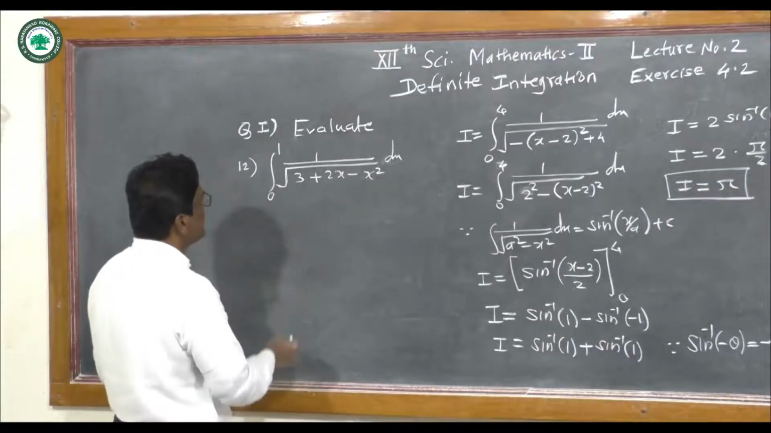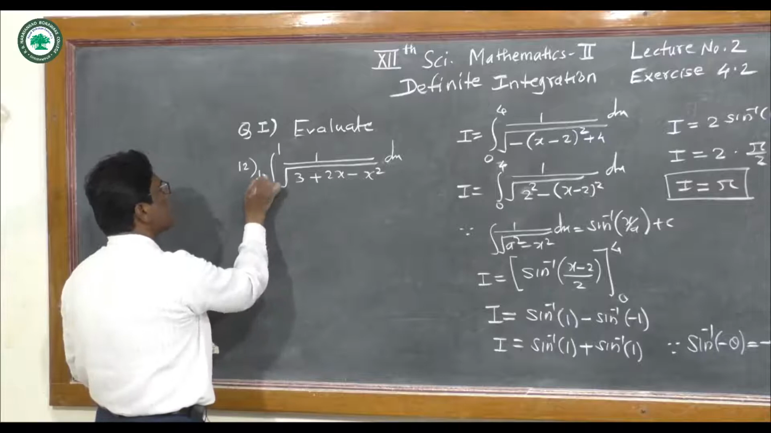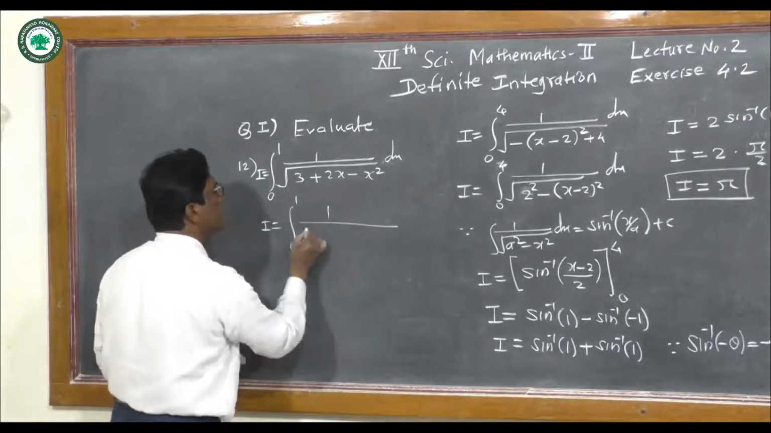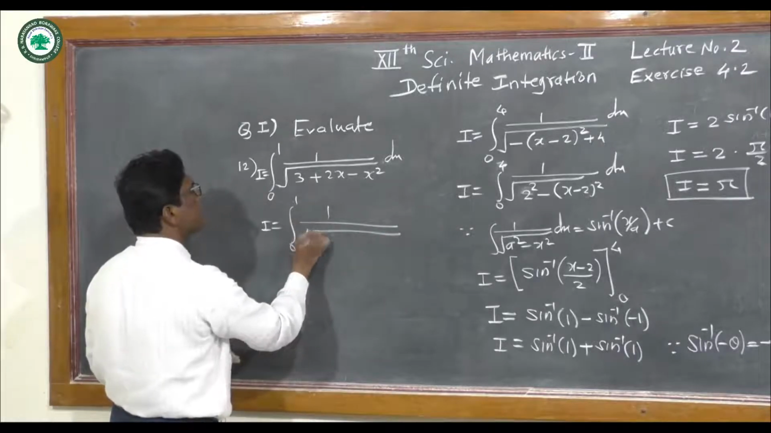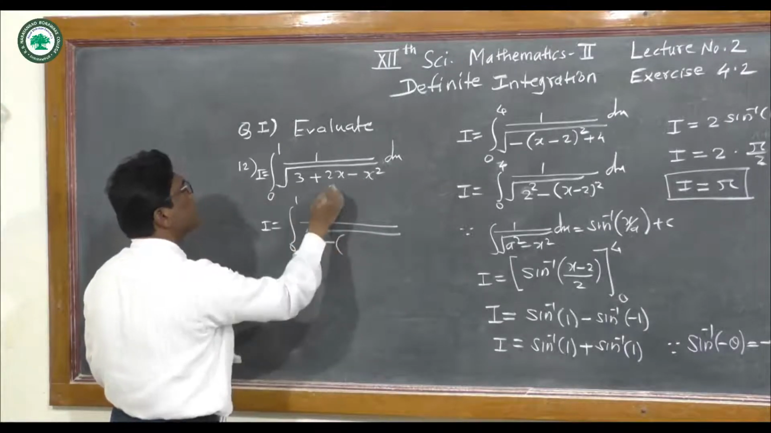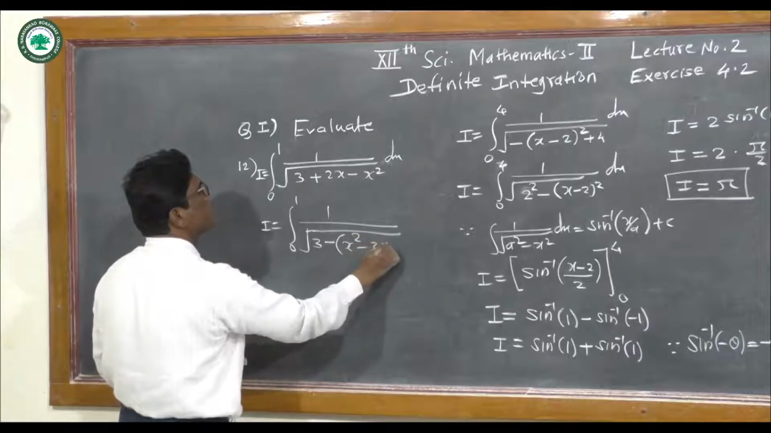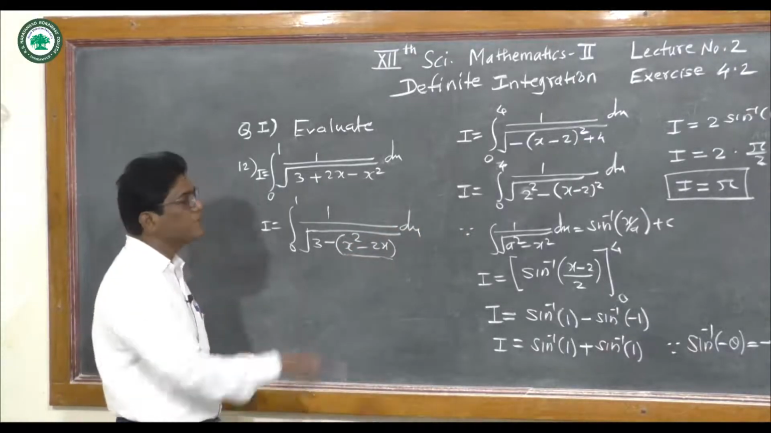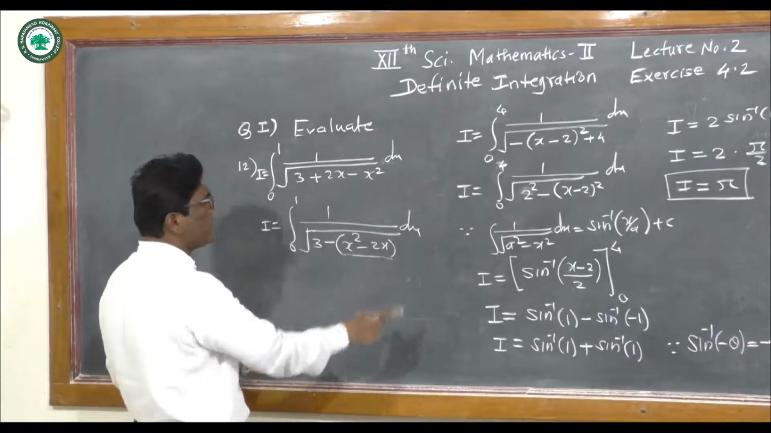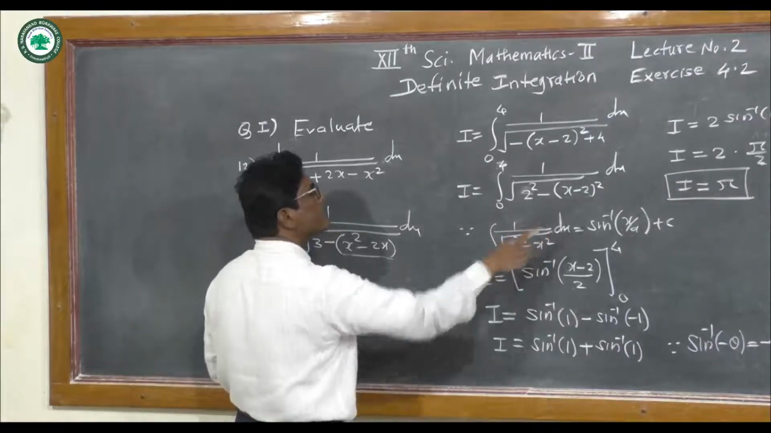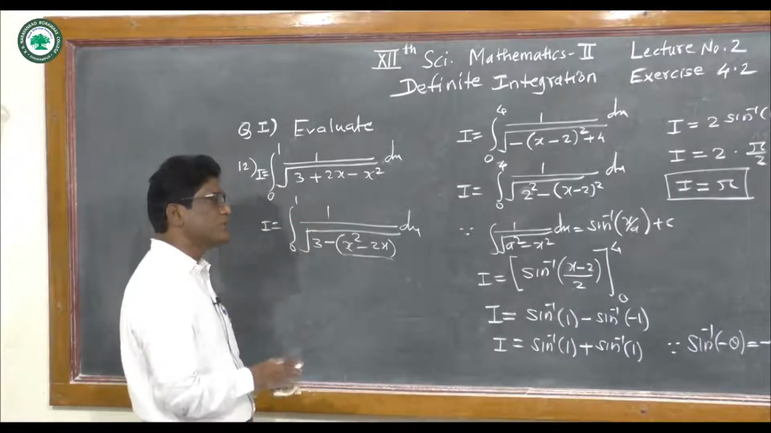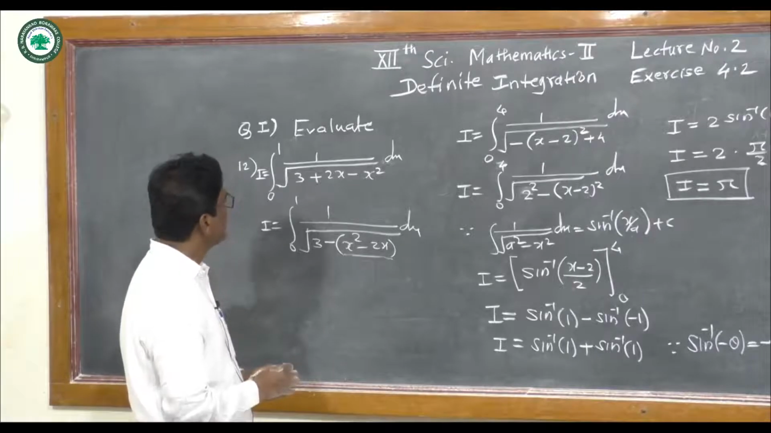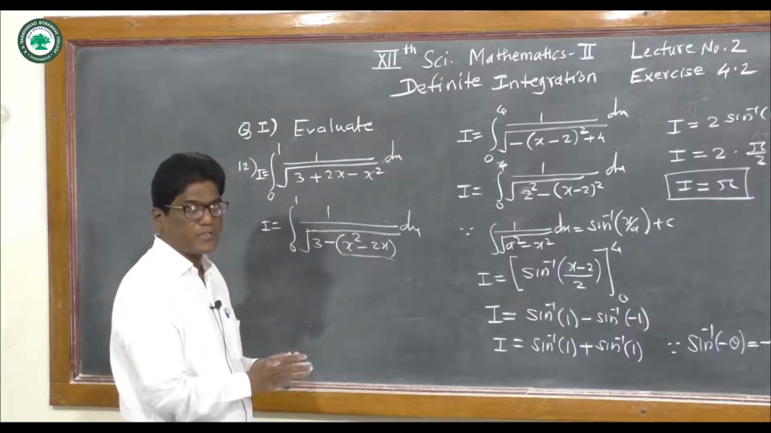Call this as I. Then I is equal to integration from 0 to 1 of 1 upon under root of 3 as it is, now take the minus sign common, then x square minus 2x dx, and complete the square and use the same formula, integration of 1 upon under root of a square minus x square dx is equal to sine inverse of x upon a plus constant of integration. It is homework for you, solve it yourself.